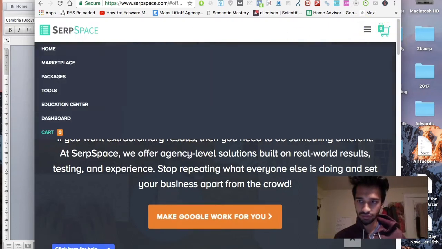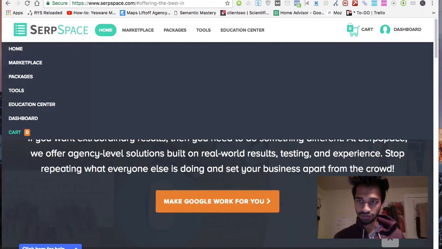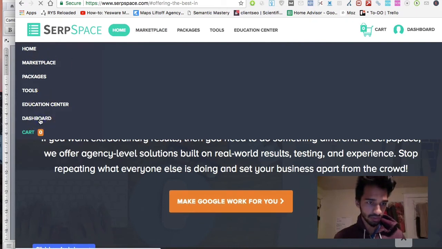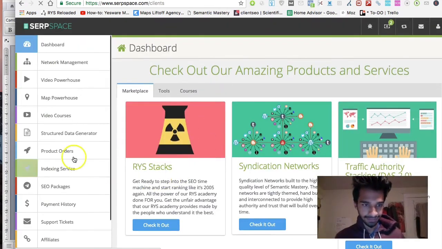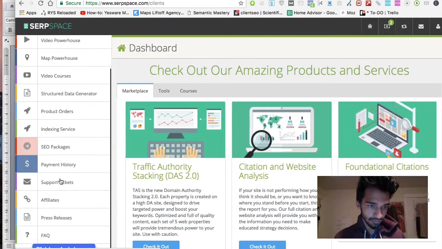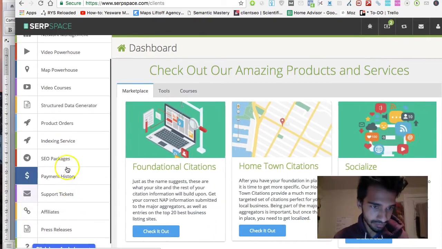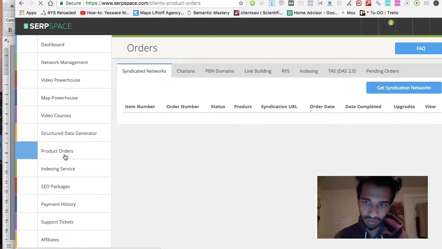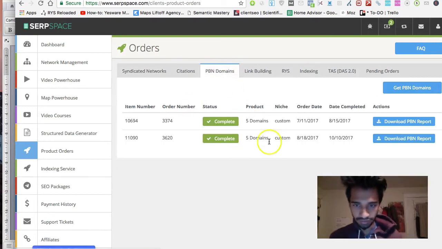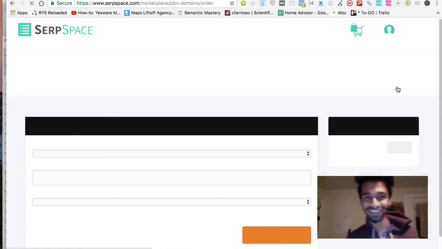Let me log in this thing. 1 second. Got a new mouse. I can't really use it properly. Good. Alright. Where's PVN domains? Product orders, probably. Oh, there we go. Alright, so, where's, okay, dude, it's like 3 a.m.